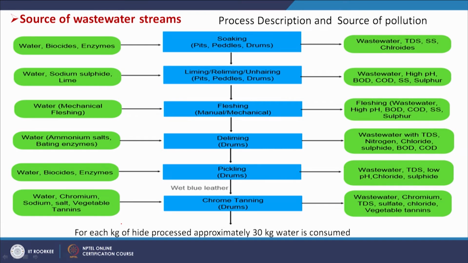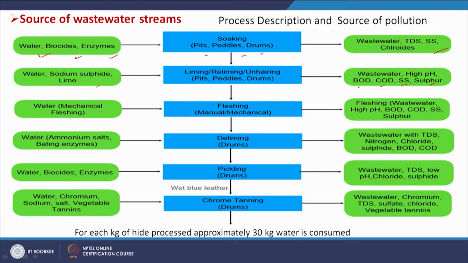Now, we will see what are the different types of waste which are generated through different steps of the tanning process, and what is the composition of those wastewater streams. So, in soaking we use water, biocides and enzymes, and this operation can take place in pits, puddles and drums, and ultimately wastewater is generated that is full of TDS, SS and chlorides. In the liming, reliming and unhairing process, water, sodium sulphide and lime are added, and also pits, puddles and drums are used for this operation, and the wastewater contains high pH, BOD, COD, SS and sulphur.